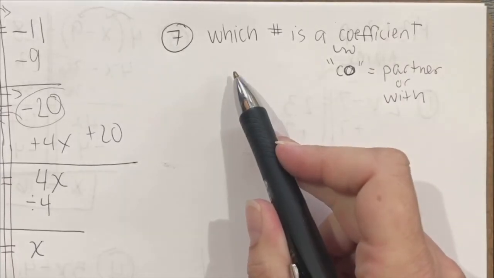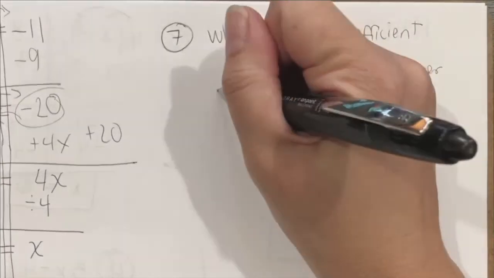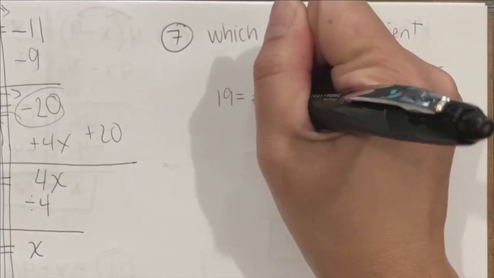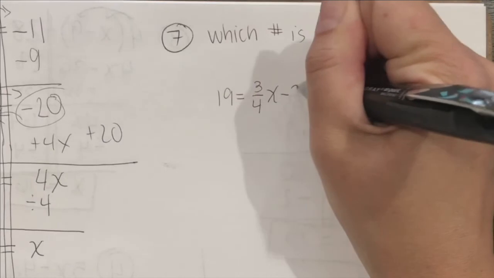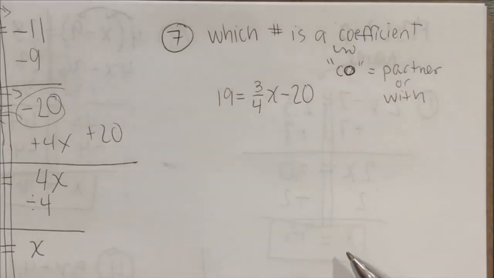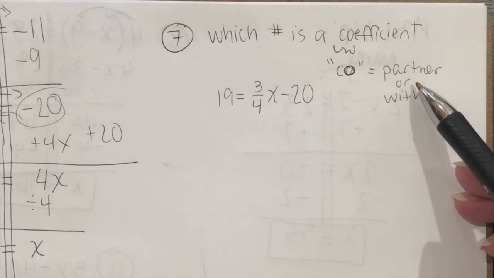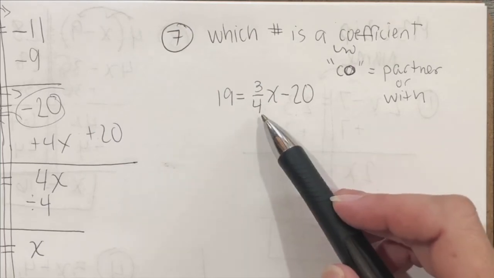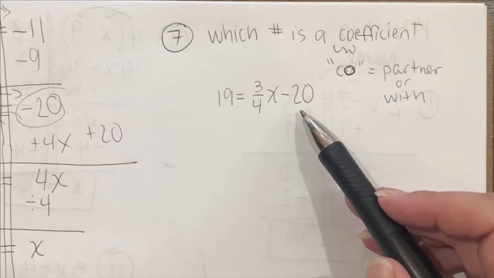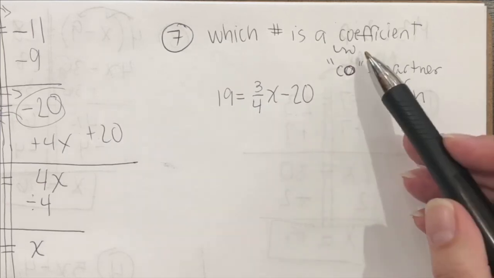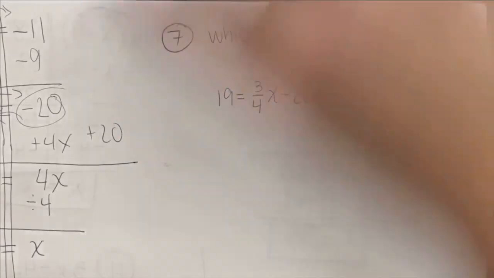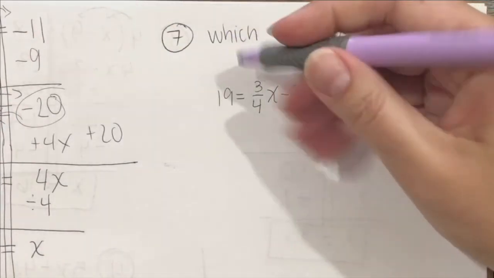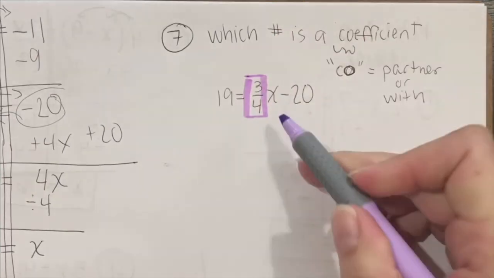So in our equation here, which is 19 equals 3/4 x minus 20, which number is in a partnership? Is it the 19? Is that in a partnership? Is it the 3/4? Is it the -20? Well, when I say it like that, partnership, rather than saying coefficient, I think it's pretty obvious that the one that's in a partnership is the 3/4, because its partner is the x.